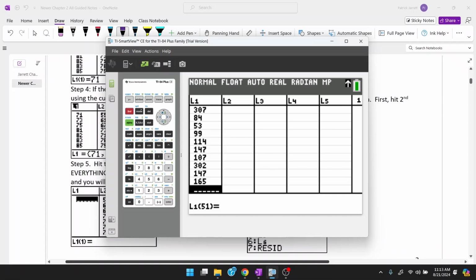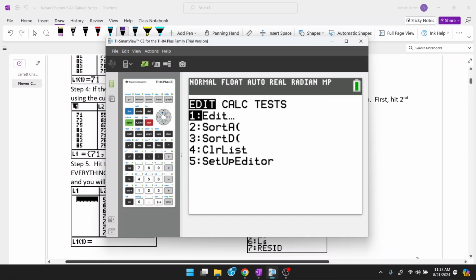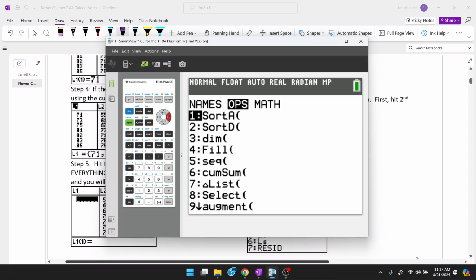First off, I'm going to quit out of this, and I'm going to go to stat. Actually, no, I'm going to do this. I'm going to hit second and stat, and I'm going to go to ops. And if you notice, you have sort A and sort D. Sort A means we're sorting in ascending order. The D means you will sort in descending order. So let's sort this in ascending order.